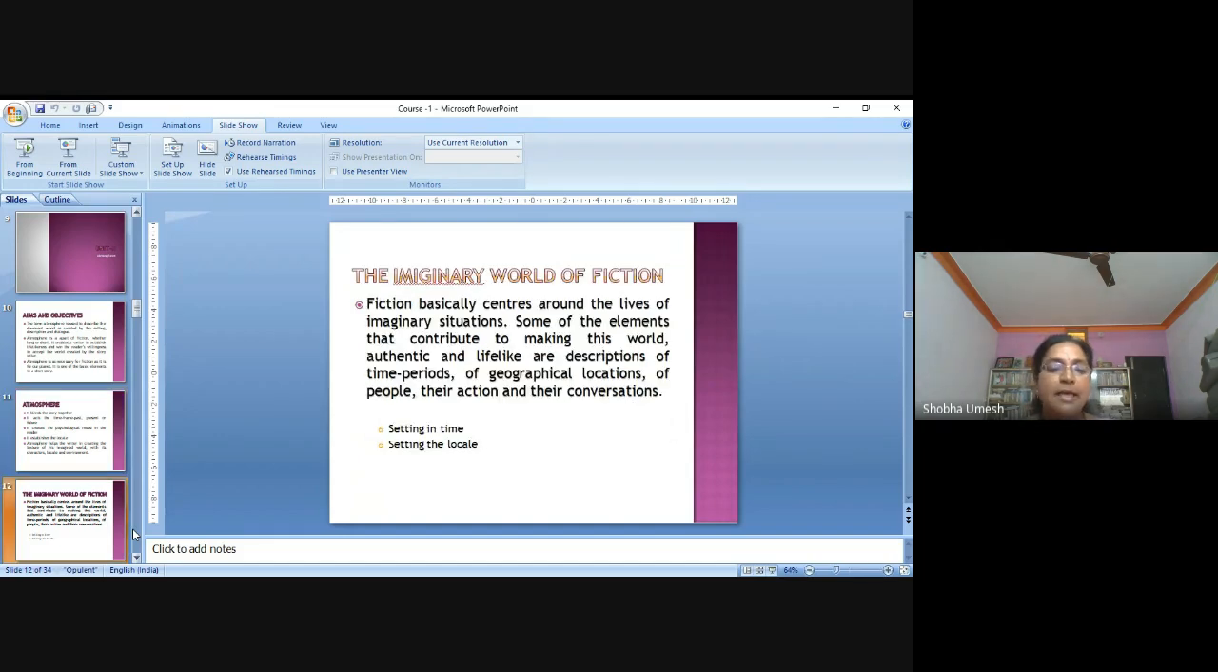And next is the imaginary world of fiction. So, what is the imaginary world of fiction? See, fiction basically centers around the lives of imaginary situations. Some of the elements that contribute to making this world authentic and lifelike are descriptions of time periods, of geographical locations, of people, their actions, and their conversation. See, all these things are very important.